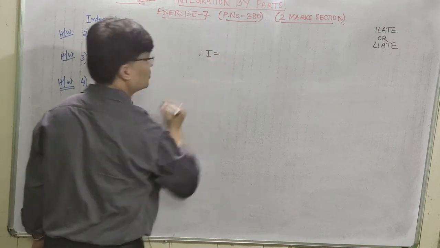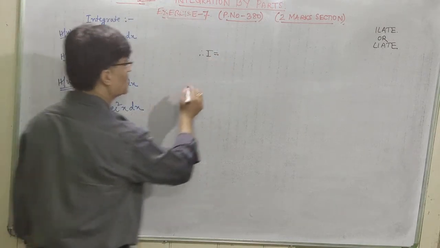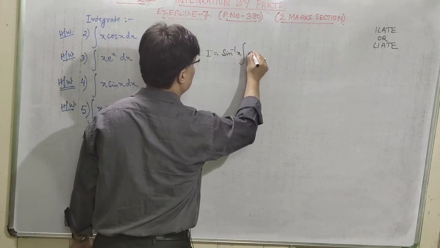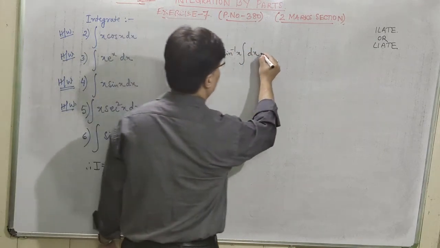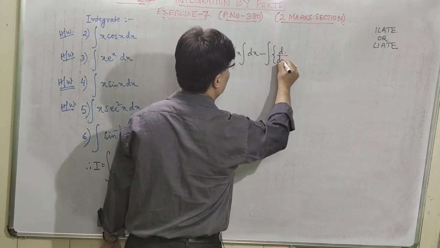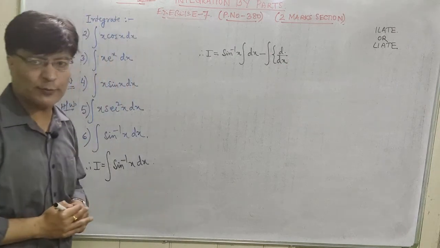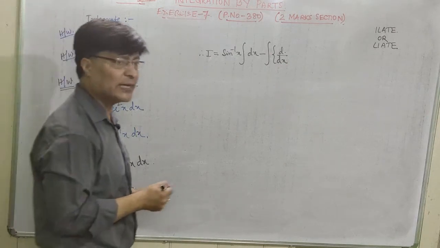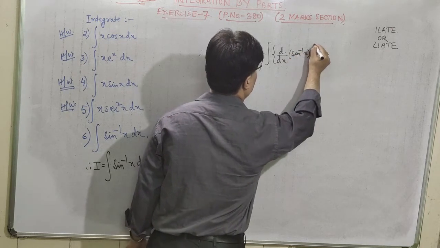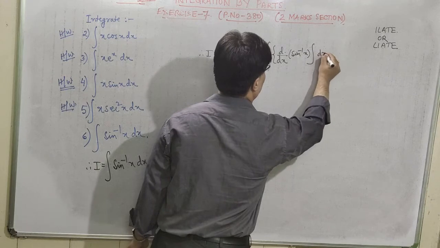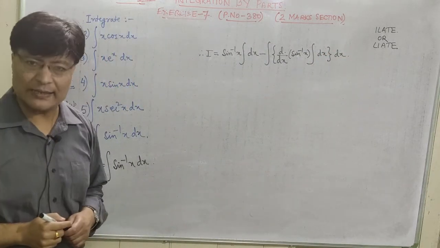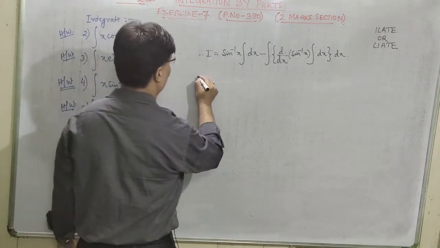So I is equal to, now this sine inverse x is the first function, you can take it outside. So this is sine inverse x integral of dx. Then comes minus integral of, second bracket open, d by dx of the first function. Which is the first function in this case? Sine inverse x, right? This is sine inverse x, integral of, then what do we write? dx, second bracket closed, dx. Is that understood now?